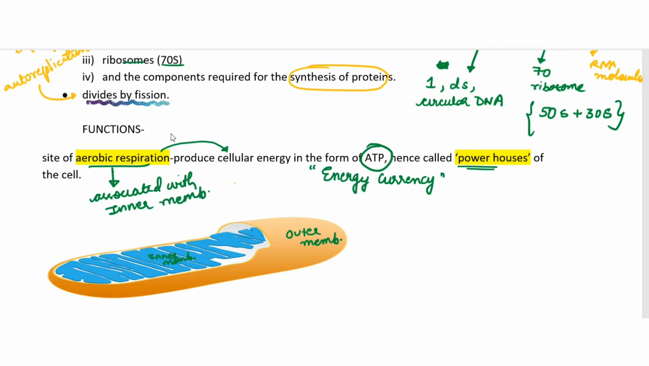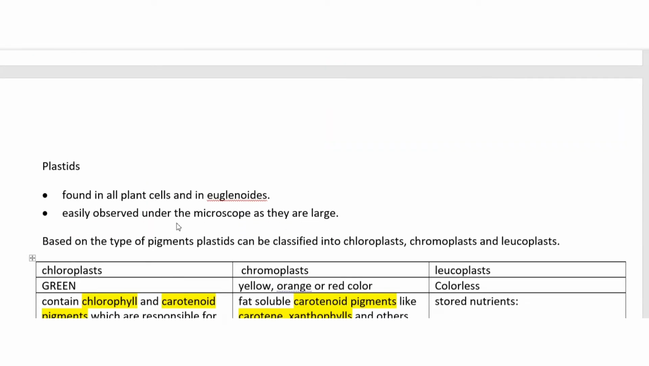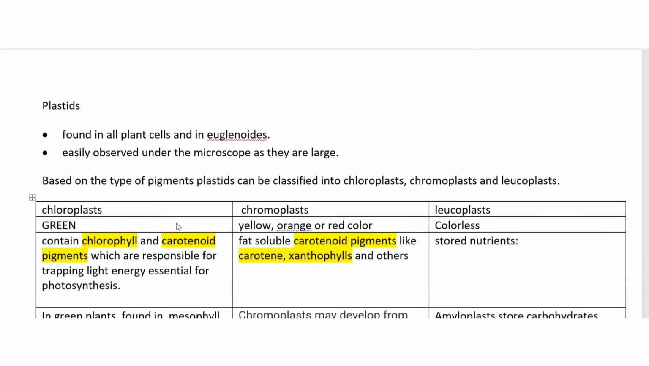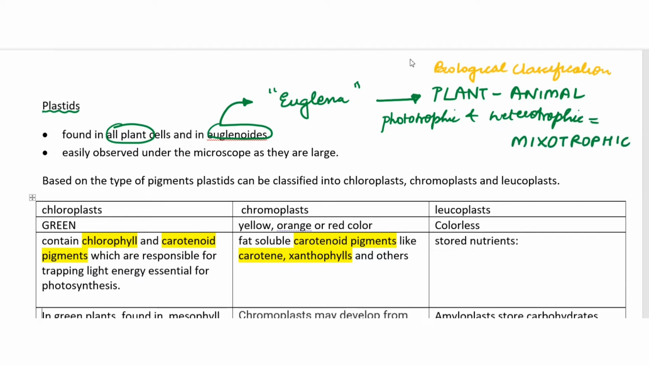Now we move on to plastids. Plastids is an organelle found in all plant cells and euglenoids. Euglena is commonly known as the plant animal because it has got plant-like features and animal-like features. It is phototropic and heterotrophic. So we say that the nutrition in euglena is mixotrophic. So more about euglena we will learn in the chapter of biological classification, which will come later on.